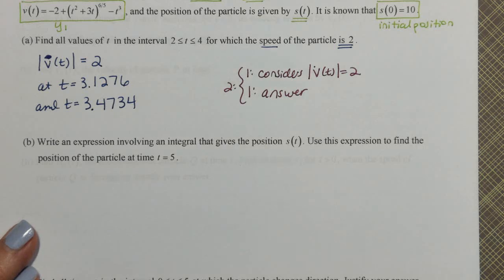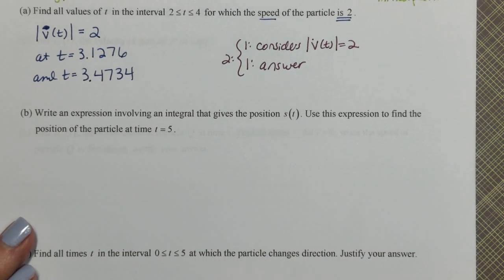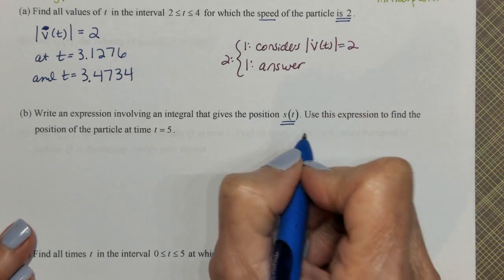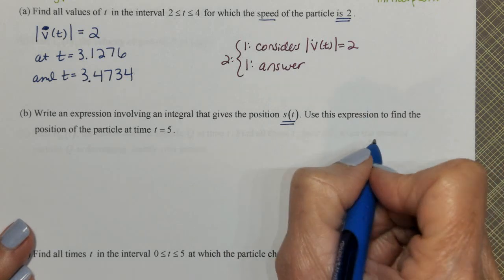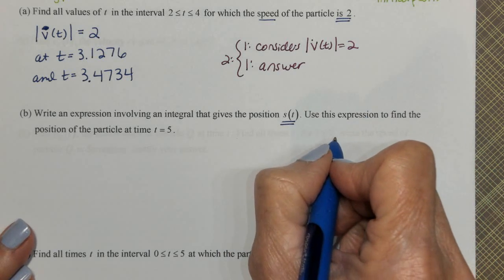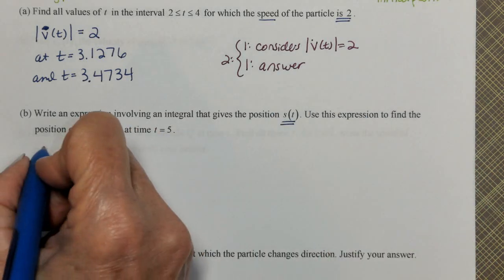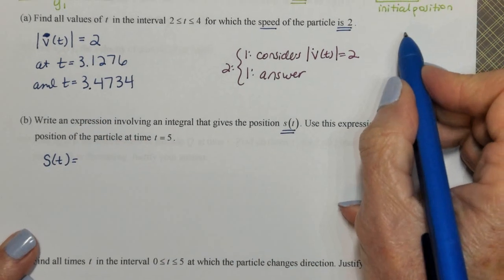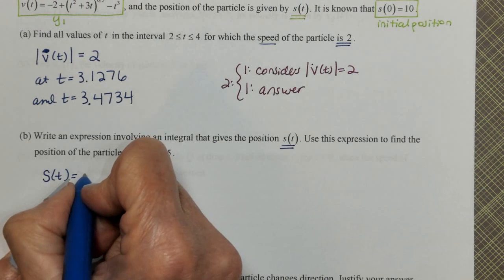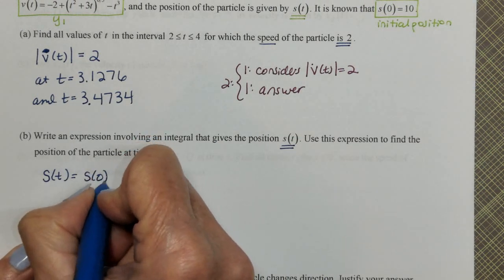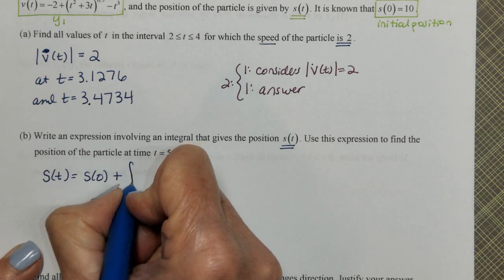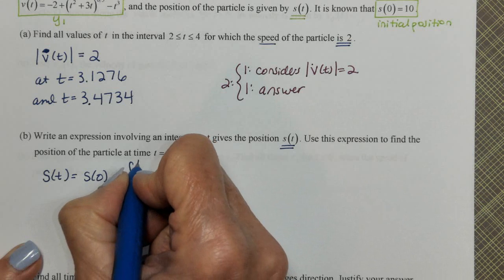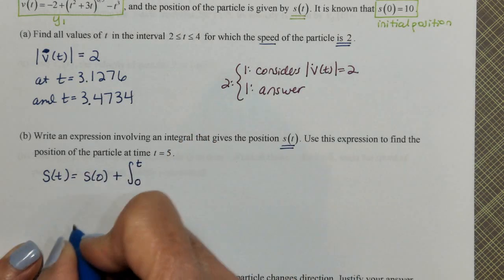Let's go on to part B. Write an expression involving an integral that gives the position of s at any time, t. Use this expression to find the position of the particle at time 5. Well, the position at any time is our initial position plus the change in position. Change in position is going to go from 0 to whatever time we need of velocity.